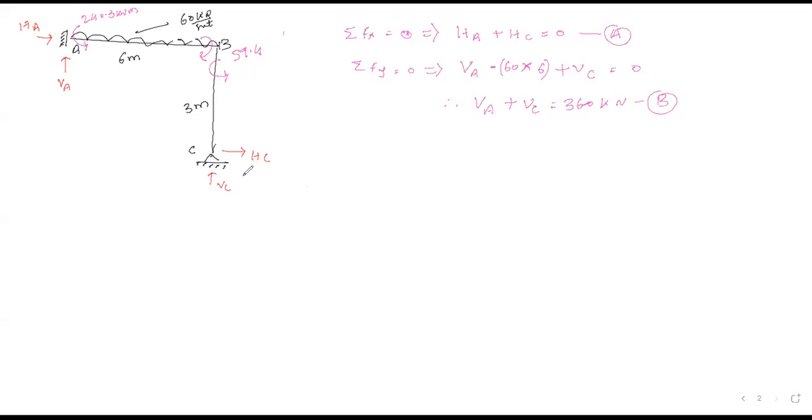I hope it is clear to all of you. Fine. So now again listen to me carefully. If I am taking a moment at point A and making the equation, how many number of unknowns are available in our equation?